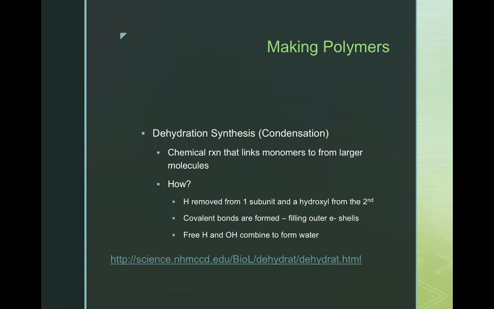So in order to make polymers, I need dehydration synthesis. So think about it this way. Dehydration means to take out water, right? If you're dehydrated, you don't have enough water, and synthesis means to make. So this literally means to make by removing water. So it's a chemical reaction that links monomers to form larger molecules. I remove the hydrogen from one subunit and a hydroxyl from the other subunit. Remember that hydroxyl is an OH. A covalent bond is formed, and the free hydrogen and hydroxyl combine together in order to form water.